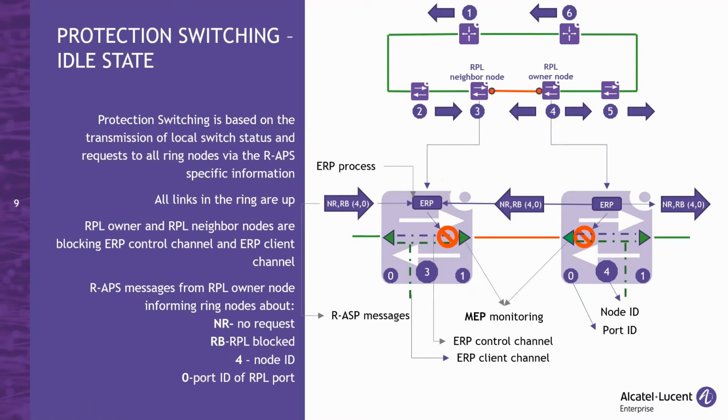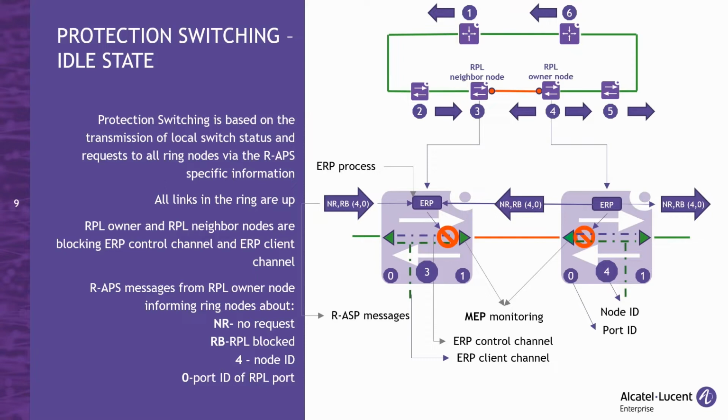Every node participating in ERP ring runs ERP process for that ring. With respect to the ERP protocol, every node has related node ID, unique in the ERP ring, and port ID, unique per node. Based on RPL owner configuration, node number 4 blocks bidirectional traffic on its port with ID 0, which is RPL port to which RPL is connected. Terms control and client channel in ALE terminology refers to service VLAN and user VLANs. Similar functionality is performed on RPL neighbor node.